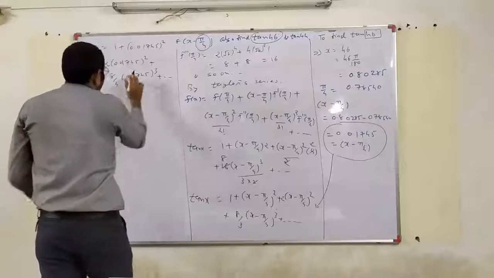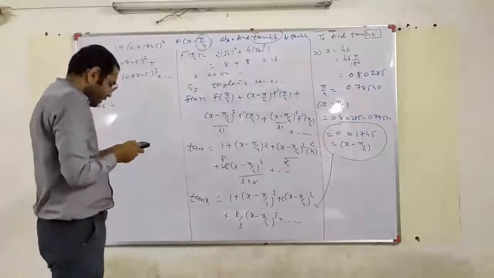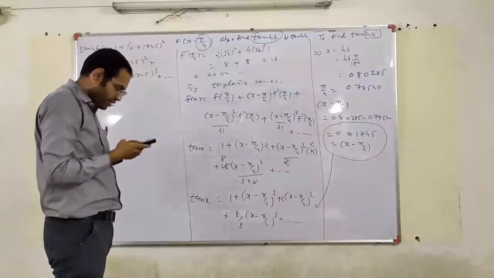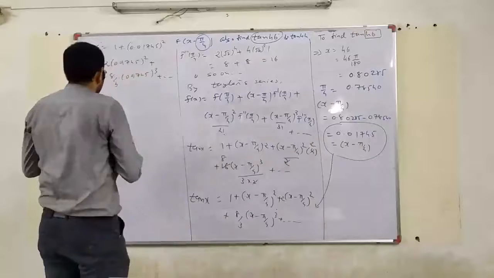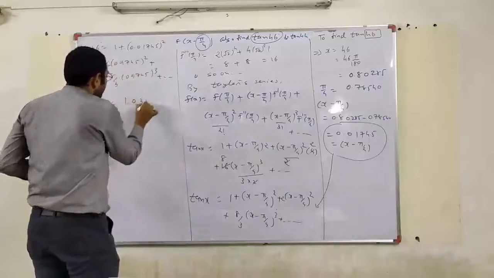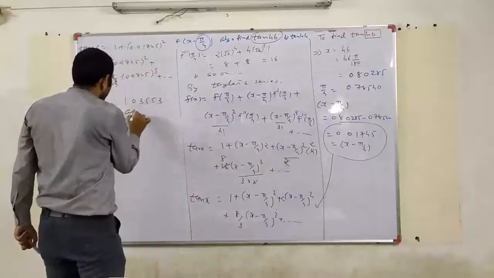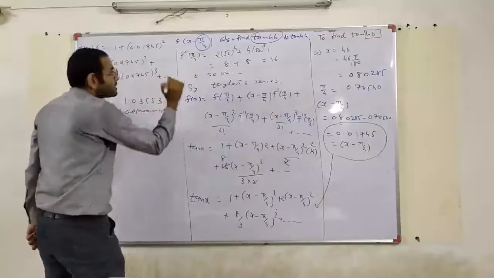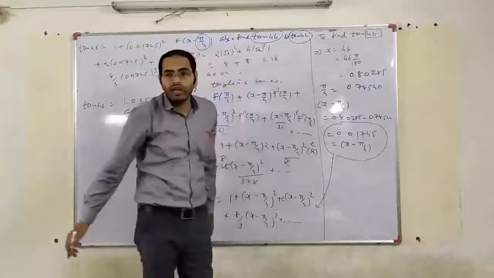Simplify this term in the calculator and we will get sin 46 degree, that is 1.03553. That is our approximate answer. Similarly, you will find sin 44 degree.